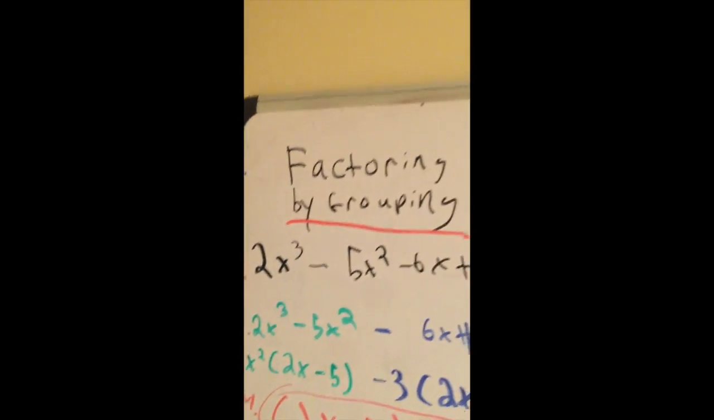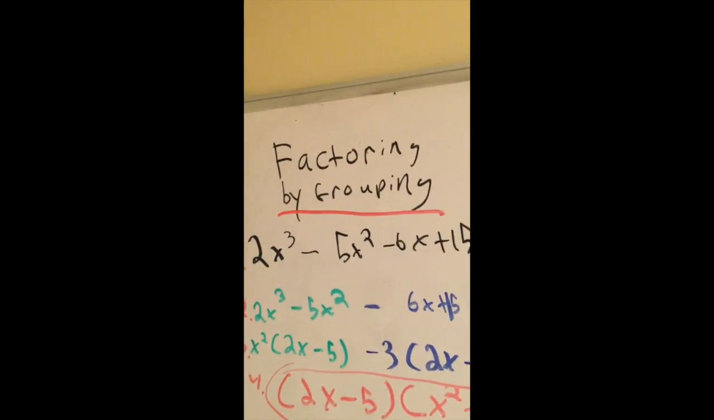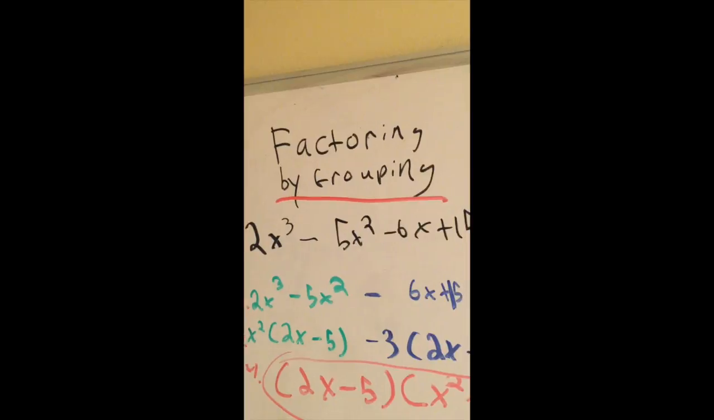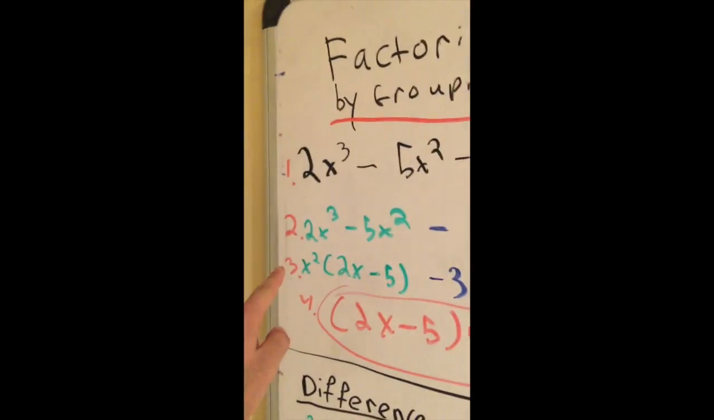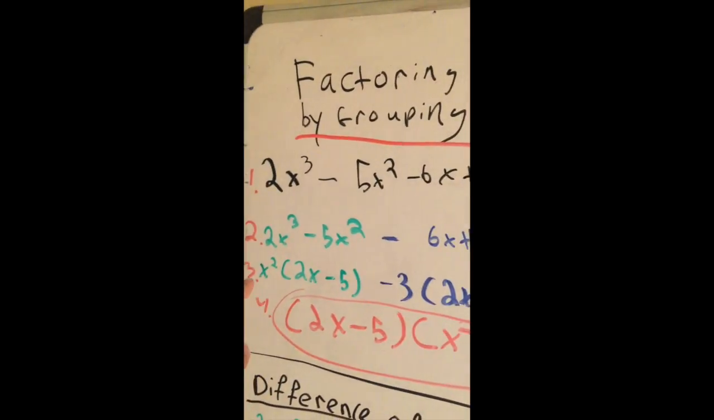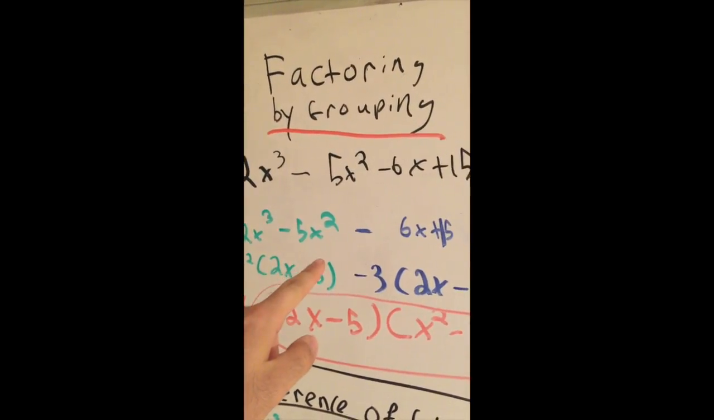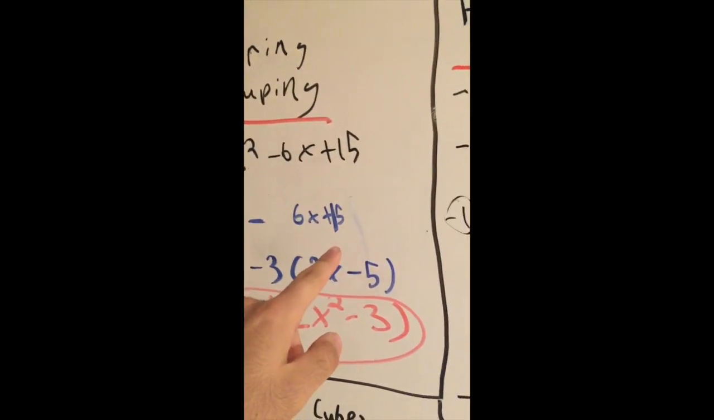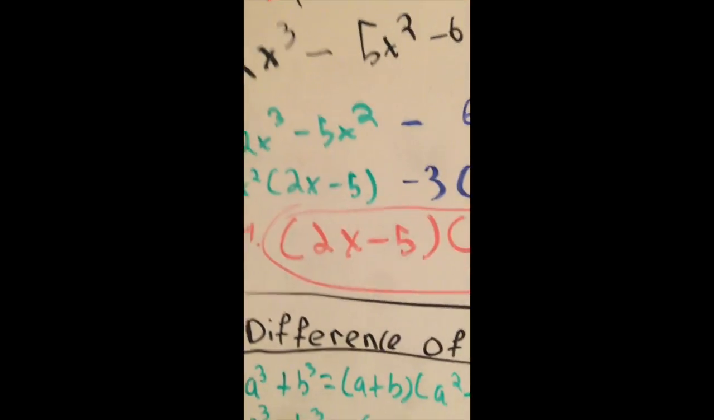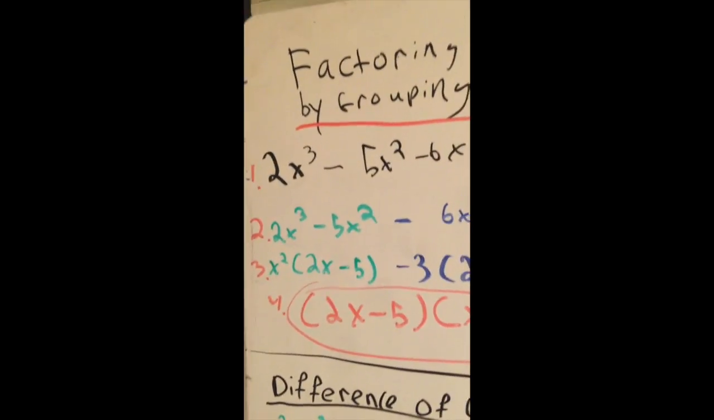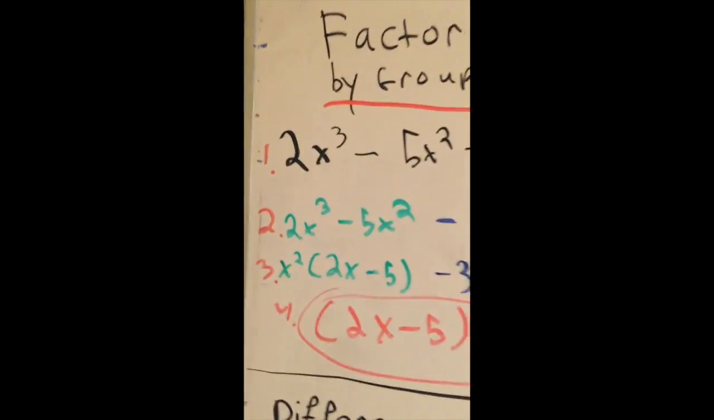The first thing you want to do when factoring by grouping is separate this equation into two separate parts. As you can see here, I separated it right here and made it 2x to the third minus 5x squared, then subtracted 6x plus 15. You're pretty much just separating them a little bit, not really, just by looks. It's a mental way of doing it. Then you break it up.